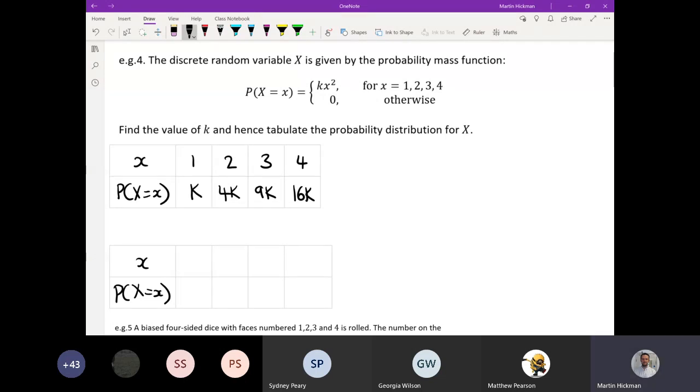So I'm going to put this again to the chat. Can you show me, and also I want to see some working here, how you get k. Okay, so I want to see some kind of working as to how we would find out the value of k. And the hint I'll give you is you're using the fact that the probabilities must all add up to 1.